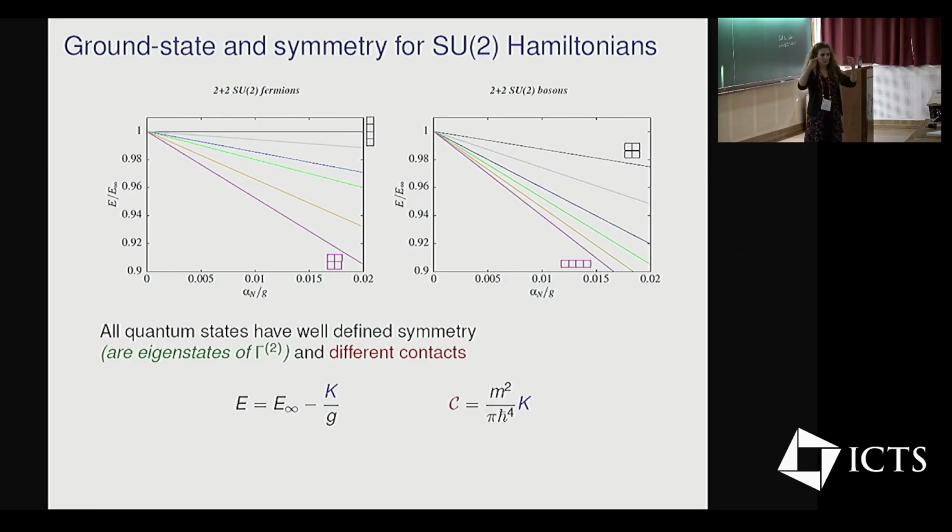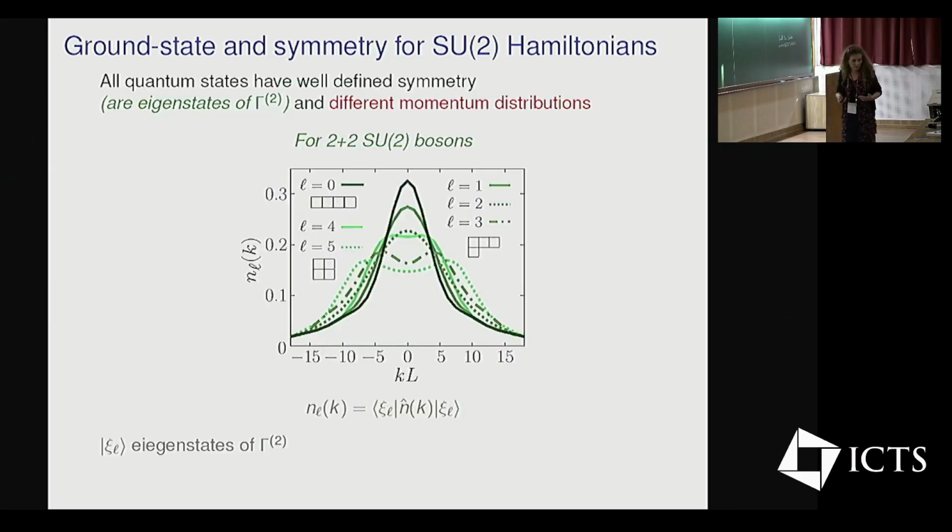If you have 2 plus 2 bosons, the most symmetric is this, and this one is a fully symmetric state. And here the slope of the energy is equal to the contact, and this is the relation between C and K, with also an h-bar. So the story is that the eigenstates have a given symmetry, and this comes out, of course, in the energy, but also in the contact. And if I look at the momentum distribution, for instance here for 2 plus 2 SU2 bosons, there are not only the tails that depend on the symmetry, but, as I told you for bosons and fermions, also the peak of the momentum distribution. The more symmetric the state, the higher the peak of the momentum distribution.